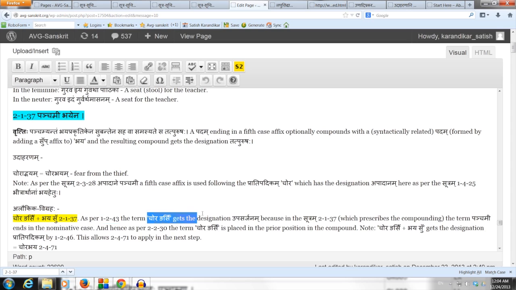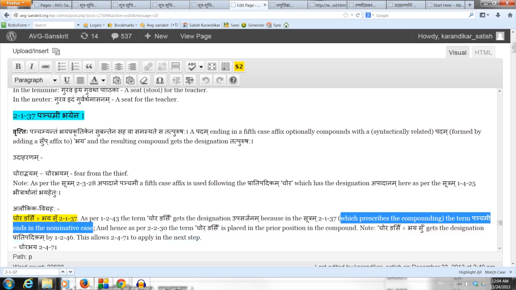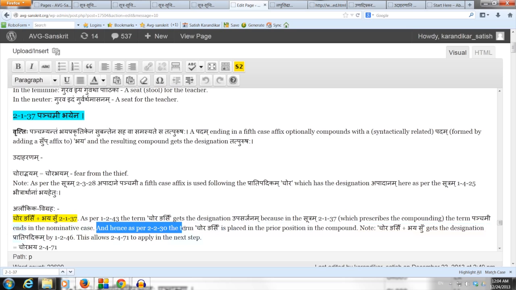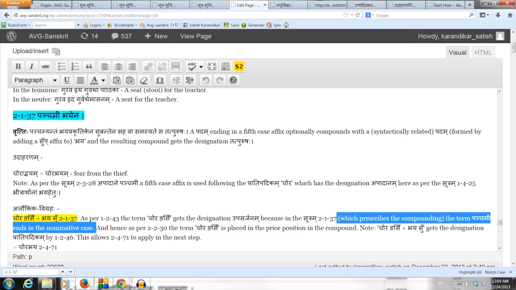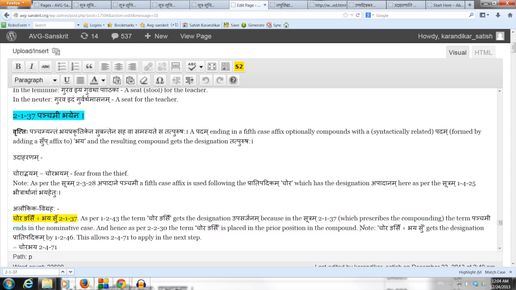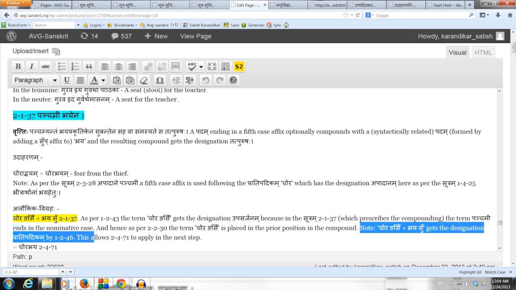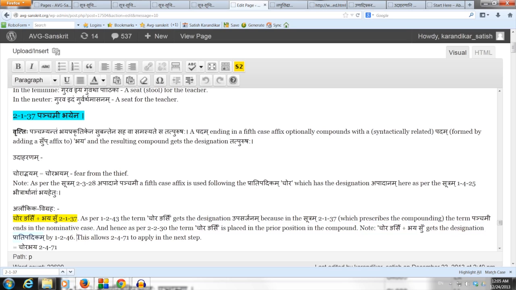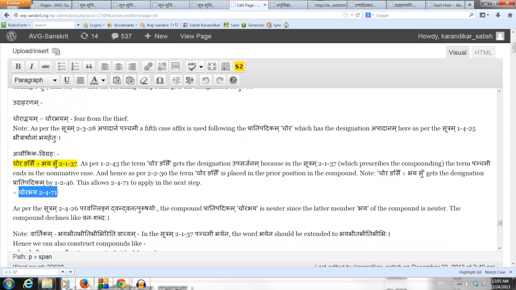Prathama nirdishtam samasopasarjanam. The term chora nyasi gets the designation upasarjanam because in the Sutram 2.1.37, which prescribes the compounding, the term panchami ends in the nominative case, and hence as per 2.2.30 upasarjanam purvam, the term chora nyasi is placed in the prior position in the compound. Now chora nyasi bhaya su gets the designation pratipadikam by 1.2.46 krit taddhita samasashcha, because we have formed a samasaha. This allows 2.4.71 supo dhatu pratipadikayoho to perform the luk elision on the sup affixes su and nyasi which are inside the compound pratipadikam. So we get the final form of the compound pratipadikam as chora bhaya.